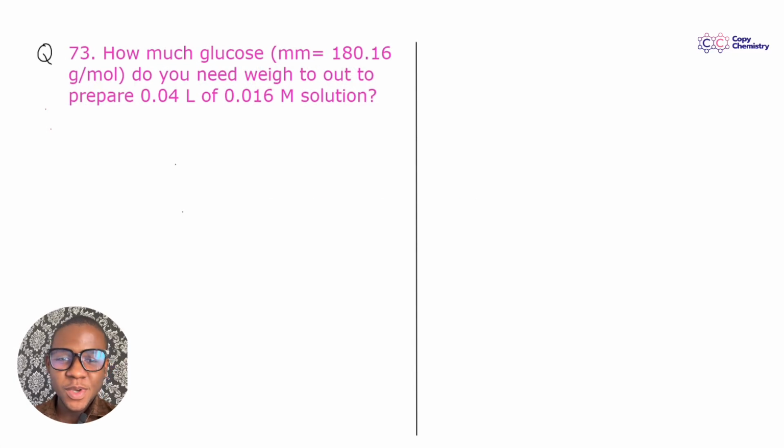Hello. So this is question 73 on stoichiometry, and I'm thinking you should take this as a classwork. So you can pause the video and try to do it. How much glucose in grams would you need to weigh out to be able to prepare 0.04 liters of 0.016 molar solution? So try it out.